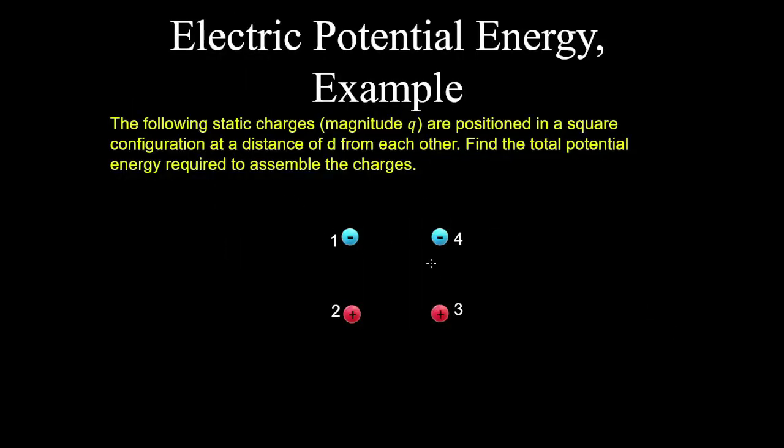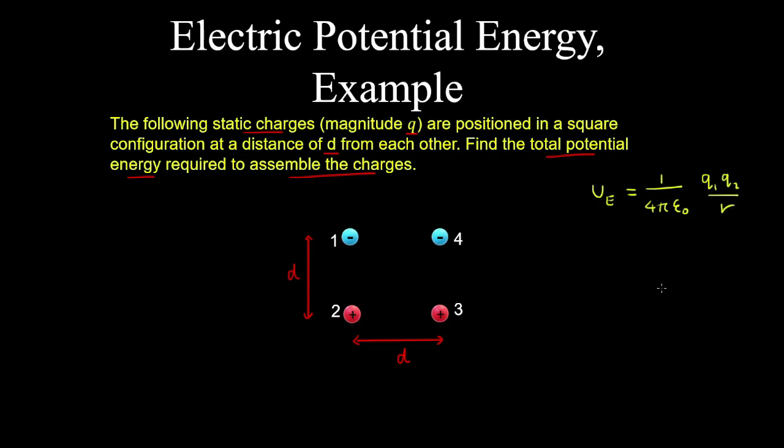The following static charges with a magnitude q are positioned in a square configuration at a distance d from each other. Find the total potential energy required to assemble the charges. Recall the electric potential energy of a system of 2 charges is 1 over 4 pi times the permittivity of free space times the product of the charges on the distance between them.